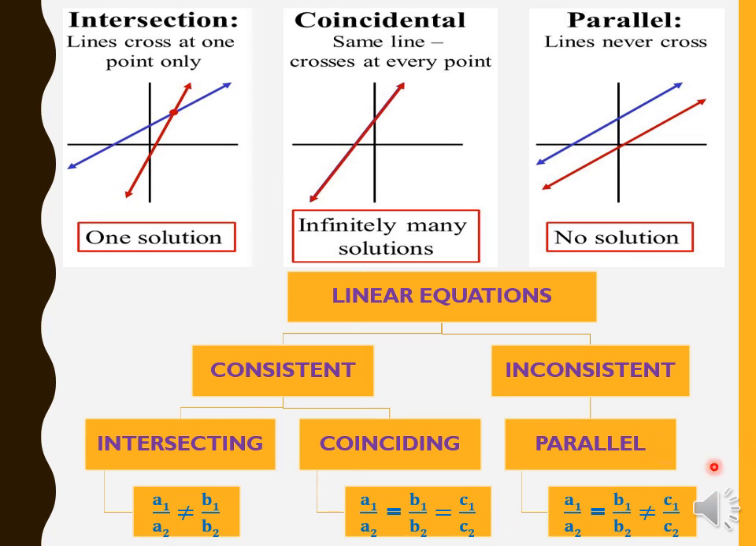Similarly, when we take out the ratios a1 by a2, b1 by b2 and c1 by c2 and see that the first two ratios, that is a1 by a2 and b1 by b2, are equal, but that value is not equal to c1 by c2. That is, if a1 by a2 is half, b1 by b2 is also half, but c1 by c2 can be 1 by 4 or 4 by 1, anything. In that case, we can say that those lines represent parallel linear equations because the first two ratios are equal, but the third ratio is not equal to them. Hence, they are parallel in nature. That is, they are inconsistent.